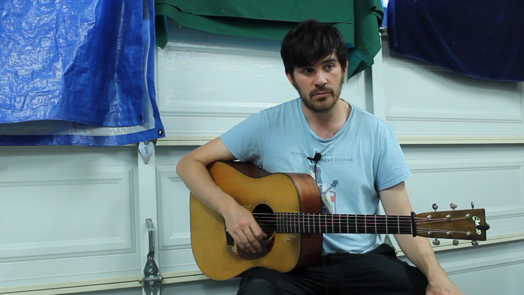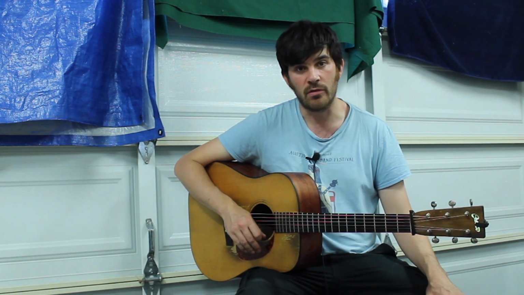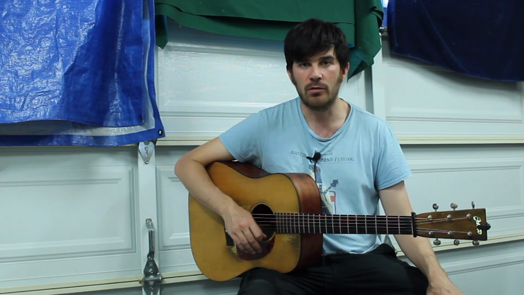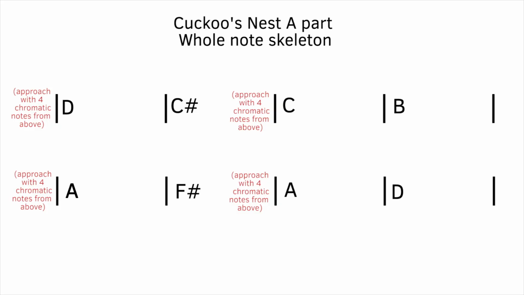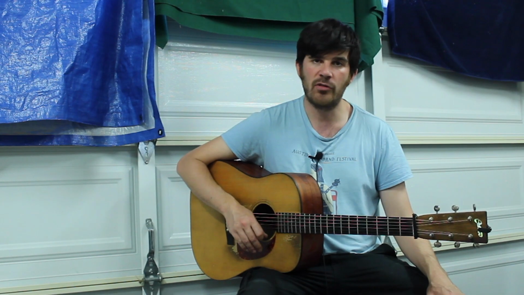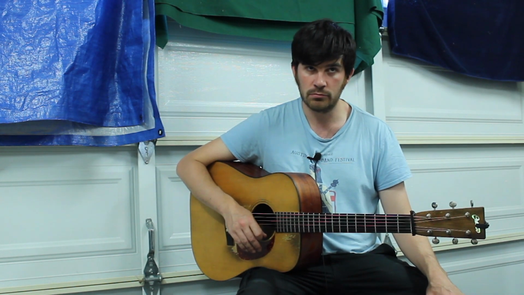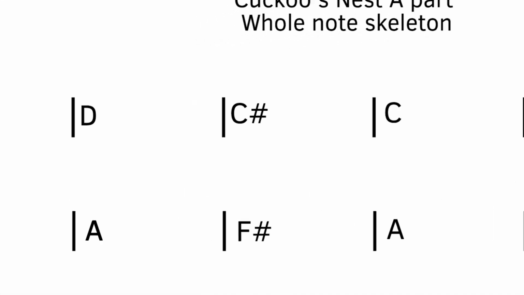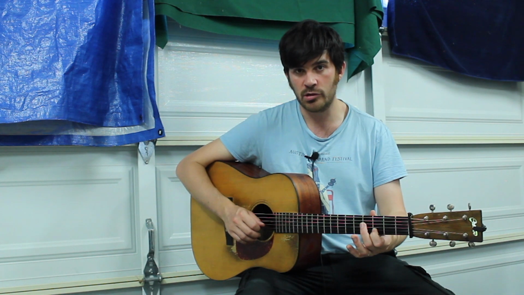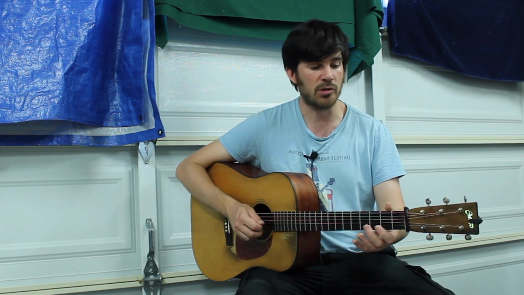Now what are we going to do? We're going to approach every other one of those with 4 chromatic notes from above. So the first target note, beat 1, bar 1, is a D. So starting on beat 3 of the bar before, we're going to go 4 half steps above. Since the target's a D, we start on an F sharp and go down 4 half steps. We will not approach the second whole note skeletal note, we'll just play it.